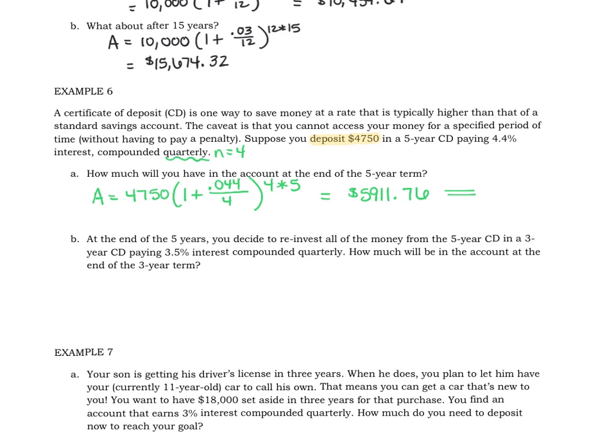money from this first account and you're going to put it into a new CD, a 3-year CD at 3.5% interest. So how much money will you have at the end of this next 3-year term? So we're going to start with that $5,911.76. This time our interest rate is 3.5%, still compounded quarterly, but this time we're leaving that money sit for 3 years. So now our exponent there is going to be 12, 4 times 3, and at the end of this next 3-year term, you should have $6,563.26.